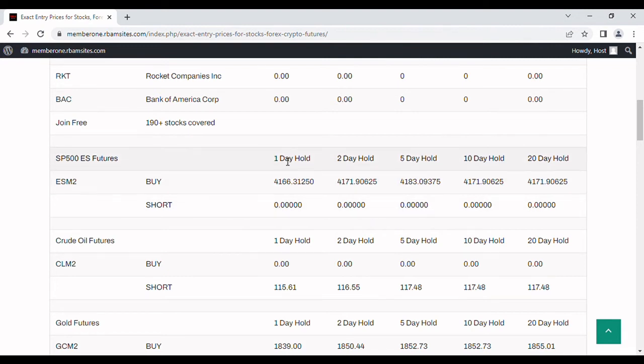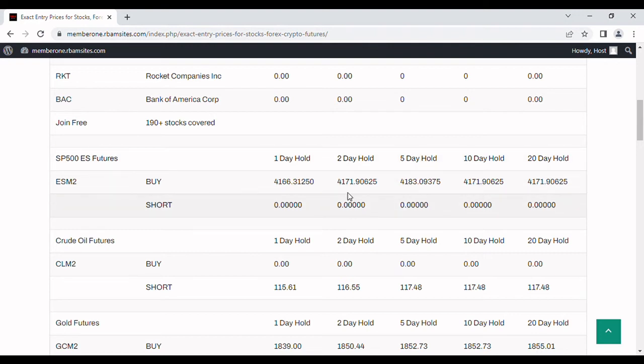You can see you can pretty much day trade the S&P 500 with this. Technically it's for a 1 day hold, but usually you'll get a good move on the day of. And you can do swing trades here. You could do a position trade on a 20 day. These are phenomenal for swing trades, the 2 and the 5.